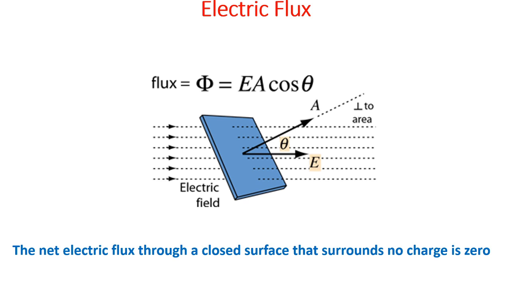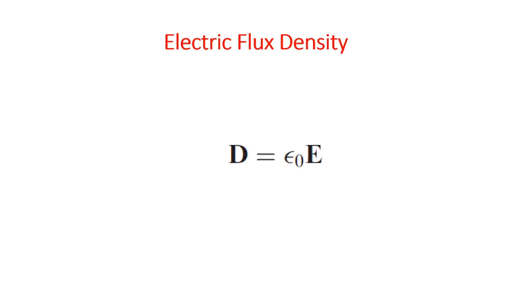Another point to be remembered mainly in electric flux is that the net electric flux through a closed surface that surrounds no charge is zero. What is the meaning of that? If there is no charge inside a closed surface, the net flux is also zero. No charge in a closed surface, no flux. So remember it.